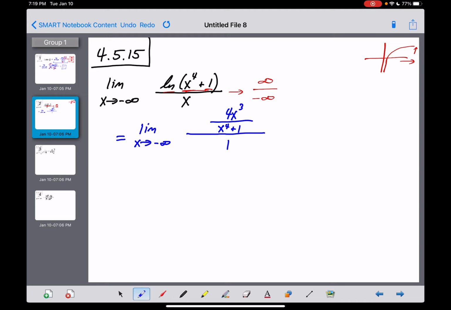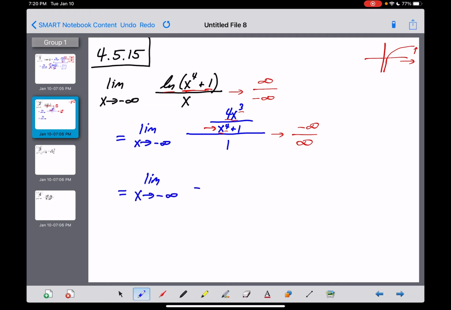Okay, and what happens then, guys, when we try to plug and chug at this point right here? Putting in a negative infinity, the numerator, 4 times negative infinity cubed, is going to end up being a negative infinity there. And then when we plug negative infinity here, negative infinity to the fourth power is positive infinity, plus 1 is positive infinity again. So we did L'Hopital's rule, but it didn't actually work out for us right here because we got another indeterminate form. So what do we do then? We keep trying this a second time now. We try to apply L'Hopital's rule one more time.